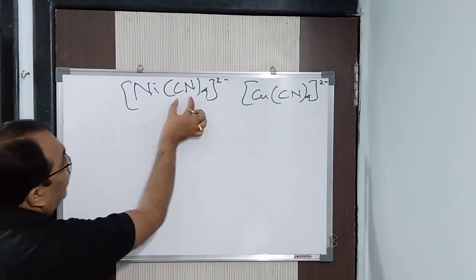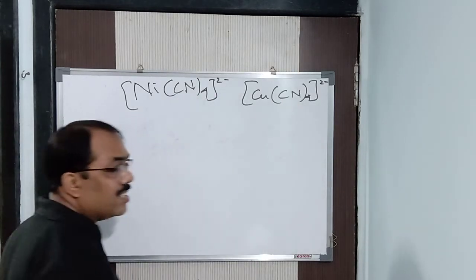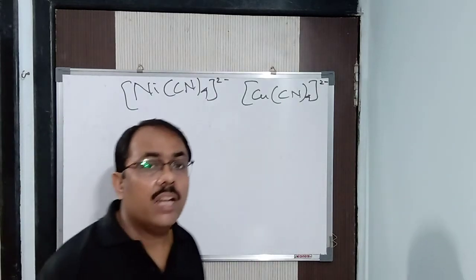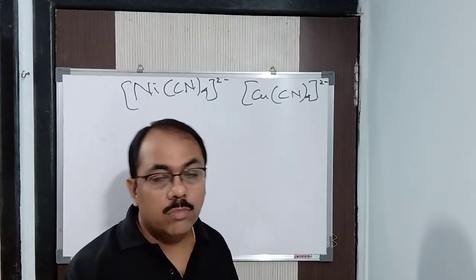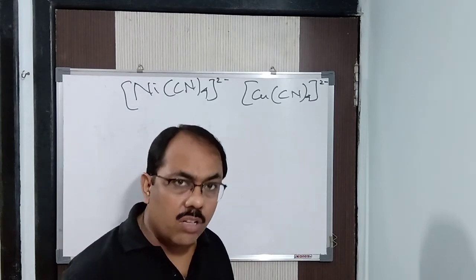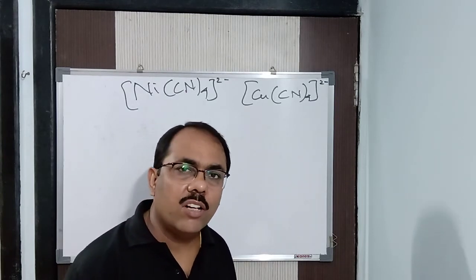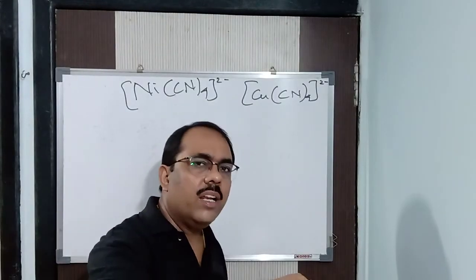And this is known as ligands. CN is a ligand. Ligand, L-I-G-A-N-D. What are ligands? Ligands are the donor atoms. They will donate to the central metal atom. Why? Because if you write the electronic configuration of the central metal atom, you will see it has a deficiency of electrons. For that reason, it donates electrons to the central metal atom.